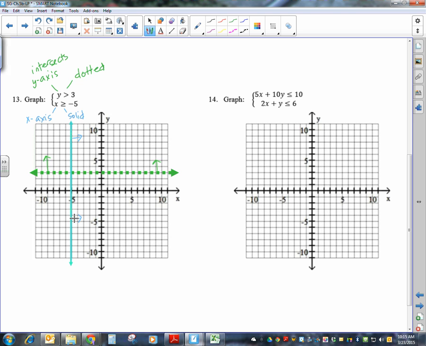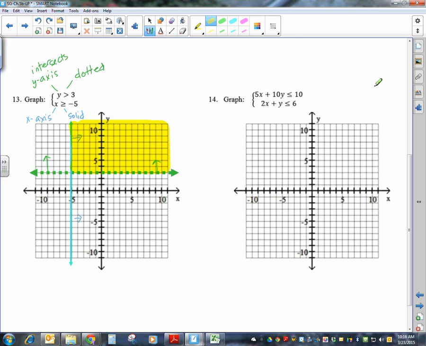So again, if you find that region that is common to both, has the arrows pointing, you'll find out that that is this region right here. So that's the solution. And we have many solutions that satisfy this system of inequalities, which is why we have a shaded region.